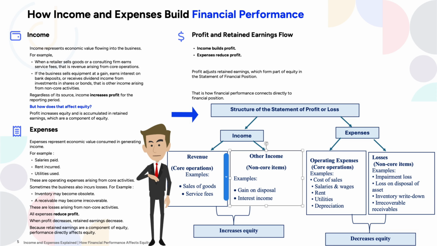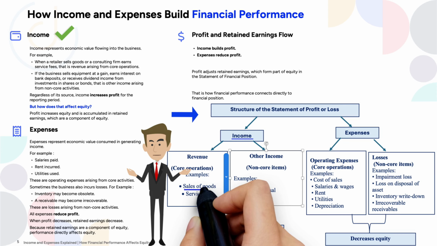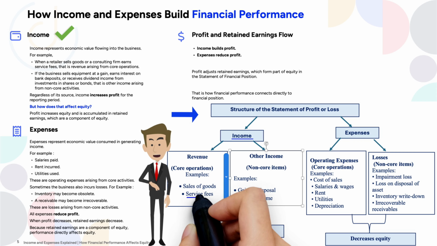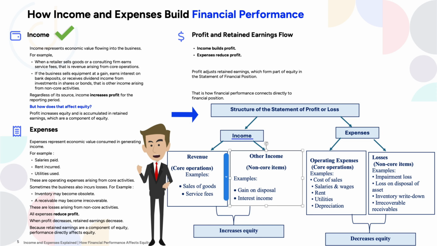As the diagram shows, it begins with income. Income represents economic value flowing into the business. For example, when a retailer sells goods or a consulting firm earns service fees, that is revenue arising from core activities. Another example is when the business sells equipment at a gain, earns interest on bank deposits, or receives dividend income from investments in shares or bonds.